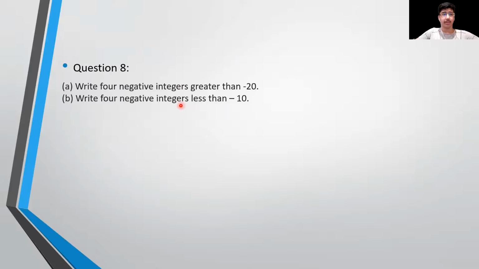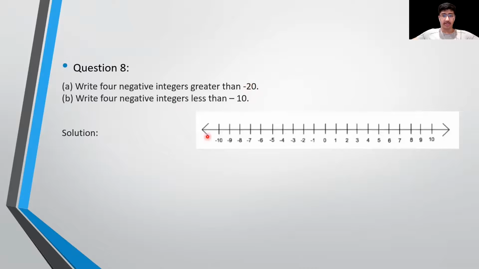All right. Question number 8. Write 4 negative integers greater than -20. So let's take a number line again. Suppose that this number is -20. And they've asked us to write 4 negative numbers greater than -20.